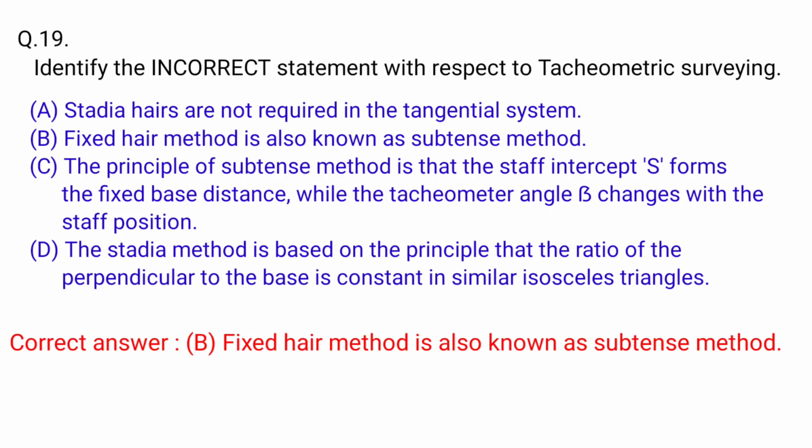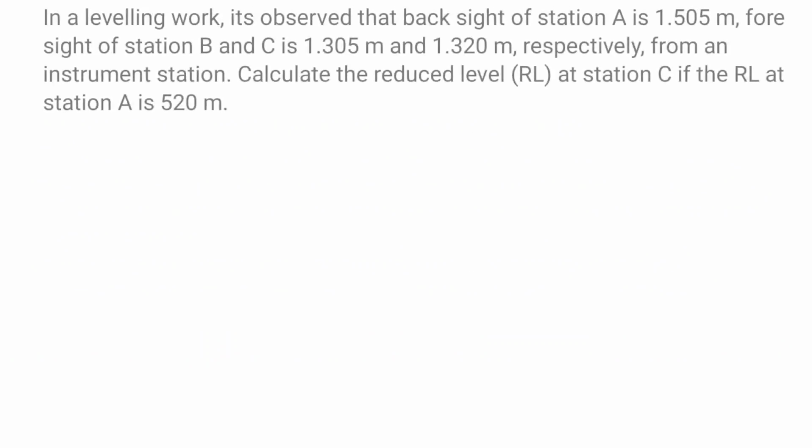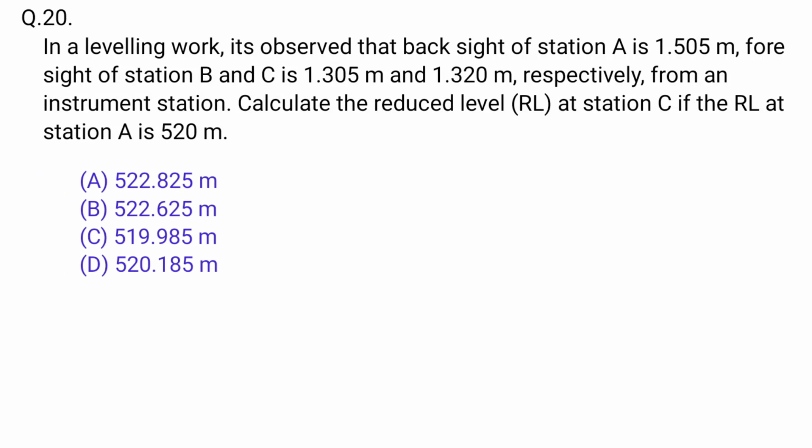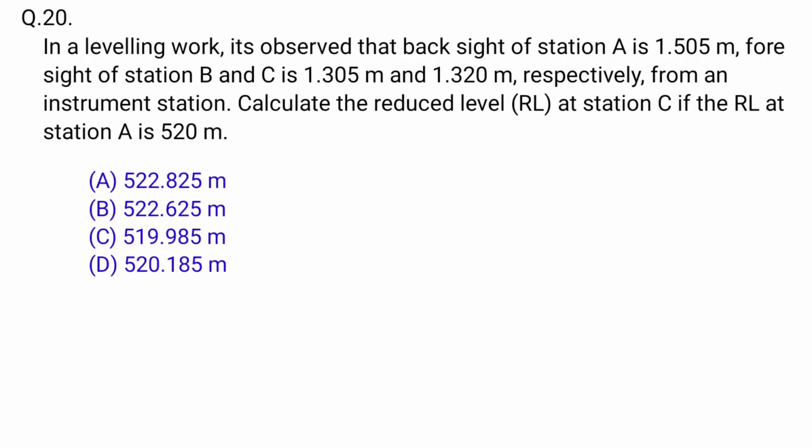Correct answer is option B. Fixed hair method is also known as subtense method. Next. Question number 20. In a leveling work, it's observed that backsight of station A is 1.505 meter, foresight of station B and C is 1.305 meter and 1.320 meter, respectively, from an instrument station. Calculate the reduced level, RL, at station C if the RL at station A is 520 meter. Options. A. 522.825 meter, B. 522.625 meter, C. 519.985 meter, D. 520.185 meter.